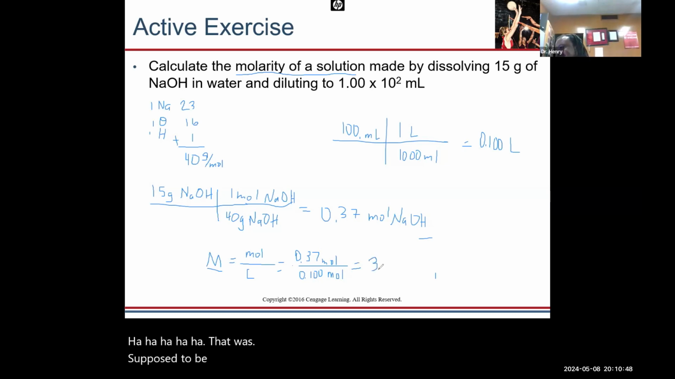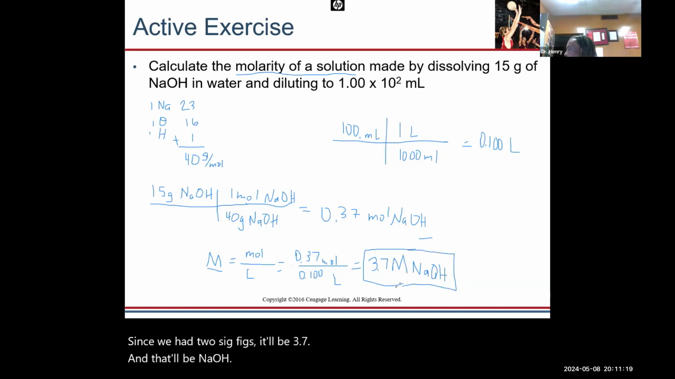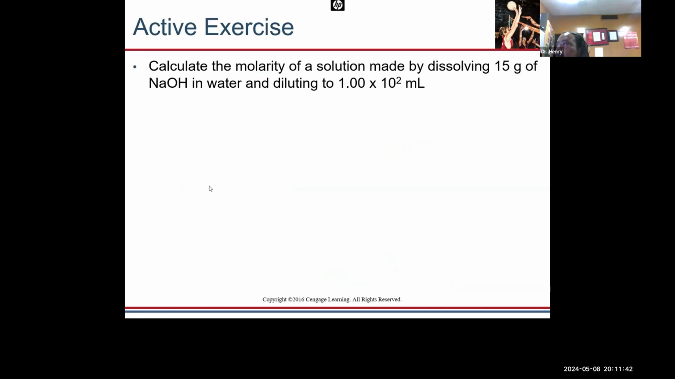So 3.75 molarity. That is correct. If we had two sig figs, it'll be 3.7, and that'll be NaOH. Okay. Let's see, what's next?